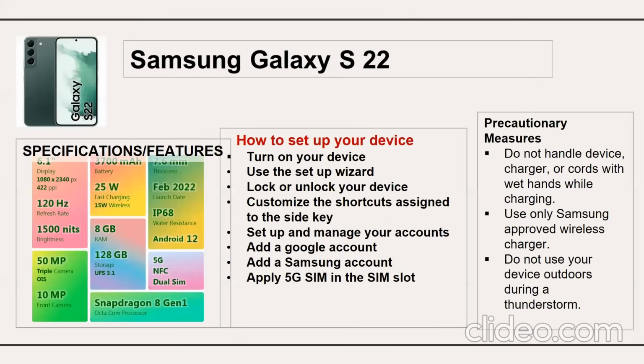So there's an example here, Samsung Galaxy S22. The image of the product, the title and name of the product, the specifications we have mentioned here, how to set up your device, these are instructions, and these are the precaution measures. So like this, you need to write in the examination if the question appears, right?